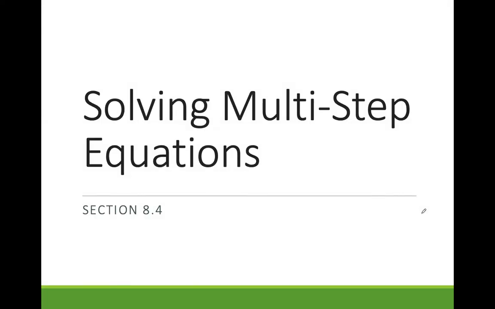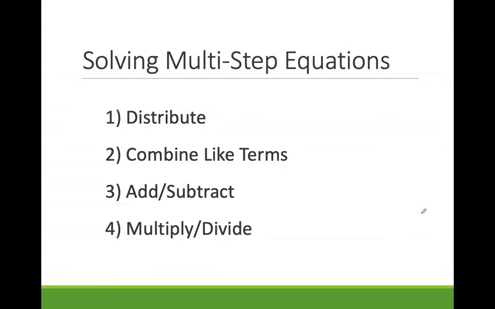Okay, so for this lesson, solving multi-step equations, we reviewed the distributive property and combining like terms because we are going to be using those in our equations as well. So when you're solving a multi-step equation, this is the order you need to go in. Now, not necessarily all of these steps will happen in every single equation, but if there's a distributive property, that has to happen first. Second is combining like terms. Then we add or subtract from both sides. And then we multiply or divide from both sides.